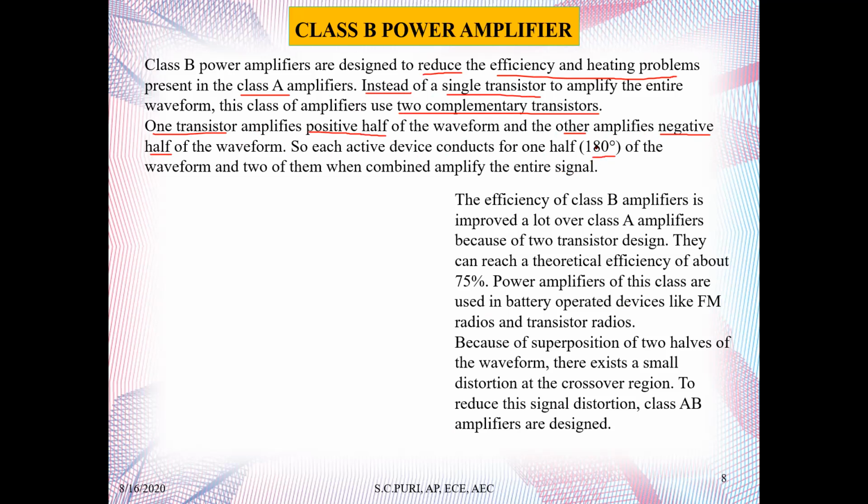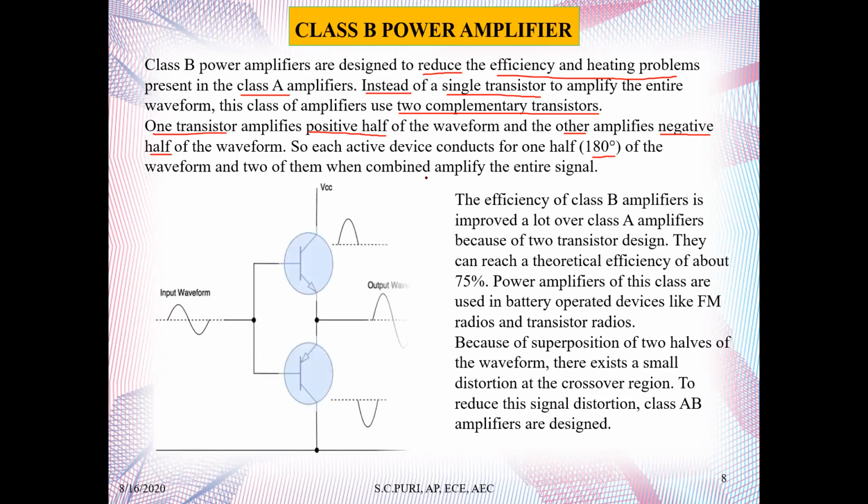One device works in one half and the other in the other half of the waveform, and when the two are combined they amplify the entire signal, and this is how it goes. You see here, for the input waveform, each makes a 180 degree conduction angle, and finally this is the desired output waveform. The efficiency of class B amplifier is improved a lot over class A amplifier because of the two transistor design. They can reach a theoretical efficiency of about 75%, which is 25 to 50% more compared to class A amplifier.